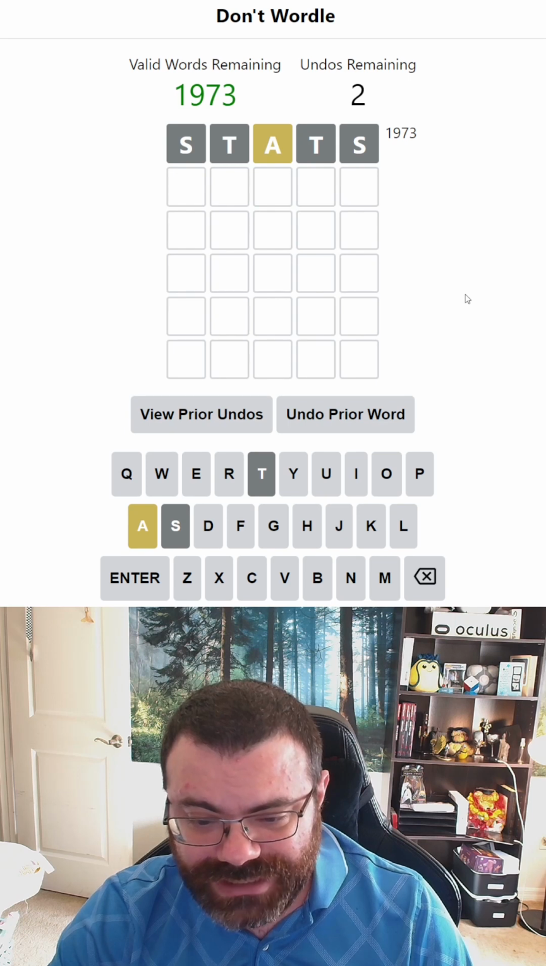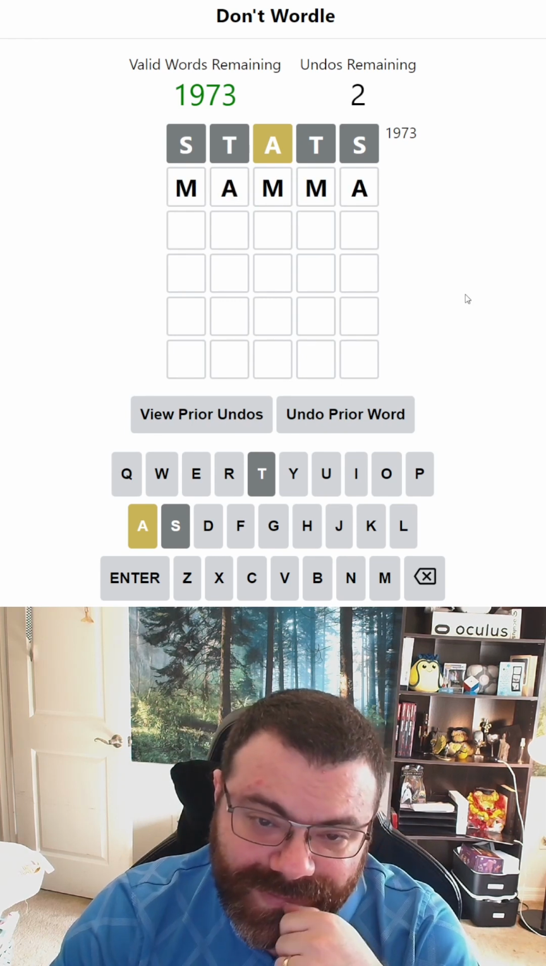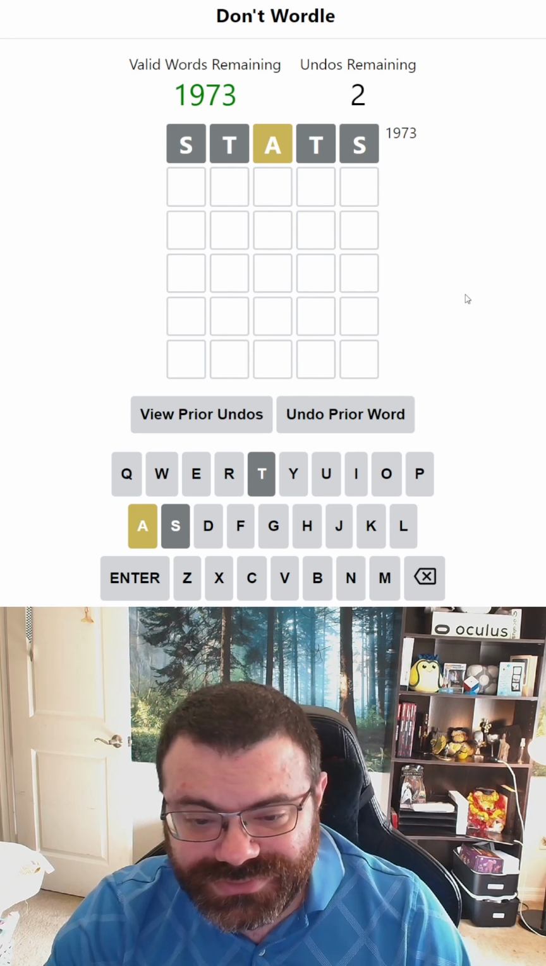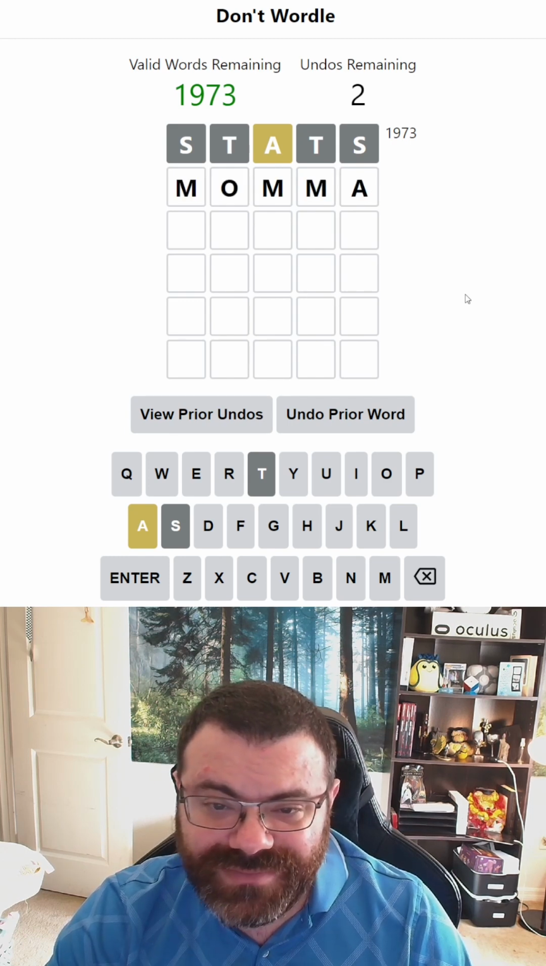So what can I do that uses a lot of repeated letters? Mama. Well, Mama's going to place the A second. That's the issue. There's Mama with an O. I think it might accept that.